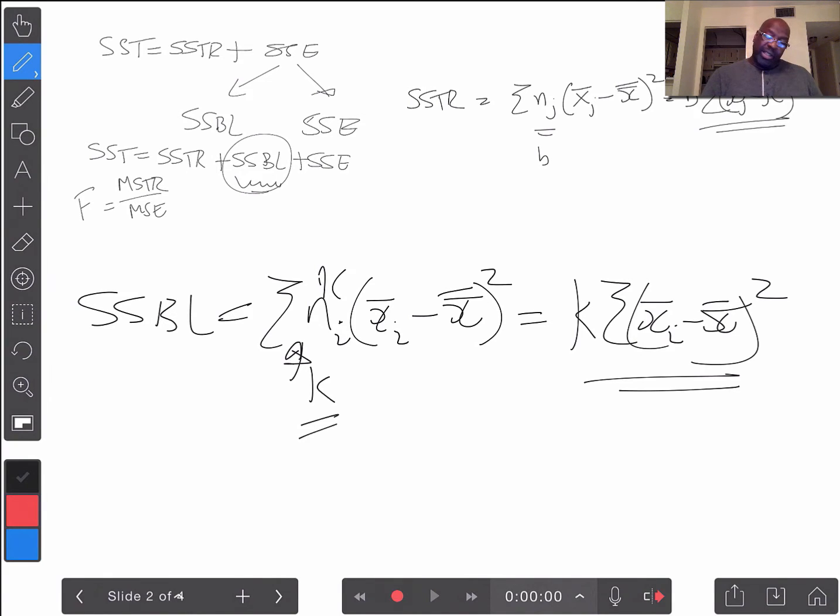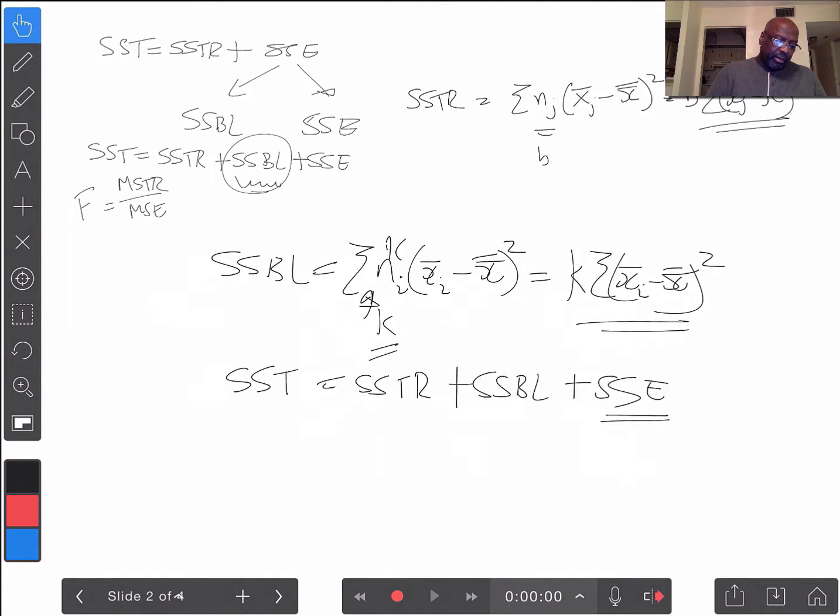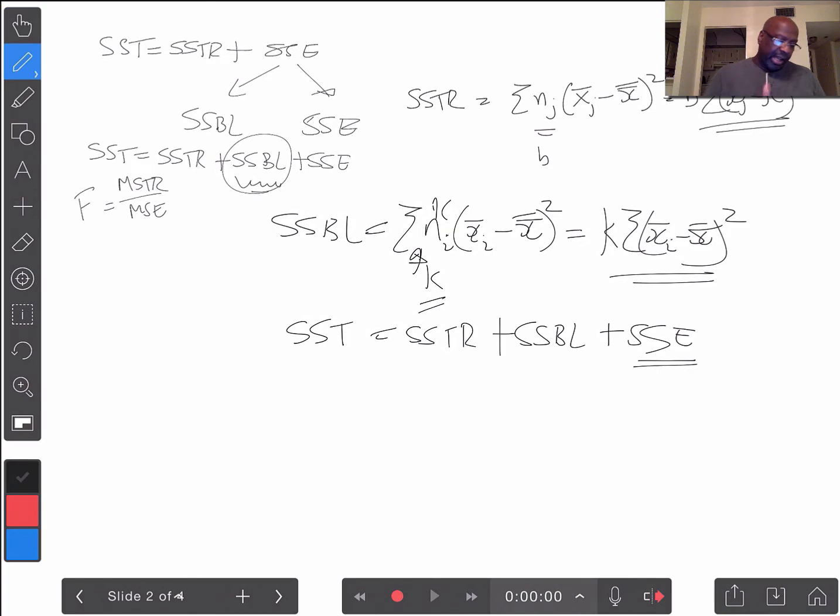Now recall that we said SST is equal to SSBL plus SSE. Yes, we do want SSBL, but I don't want to put it first. So I'm going to say we always put our treatments first: SSTR plus SSBL plus SSE. There is a formula for SSE, but it's a little tricky. It kind of looks like this. It's not fun to look at.